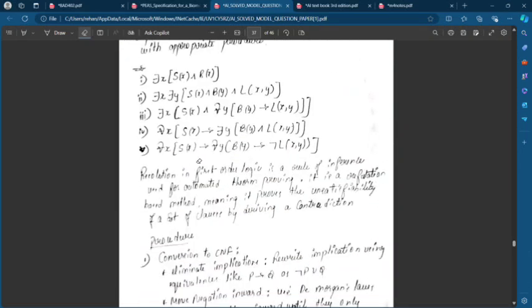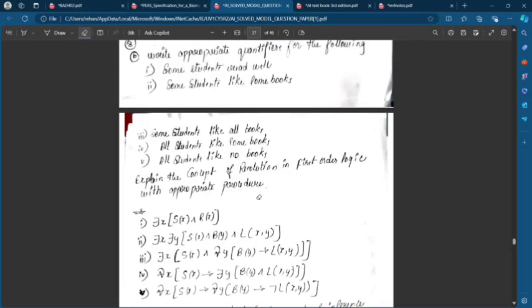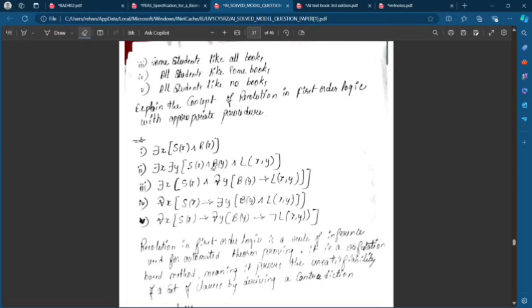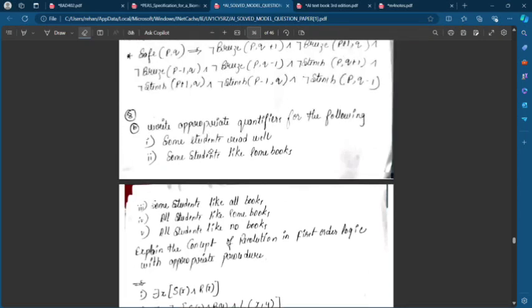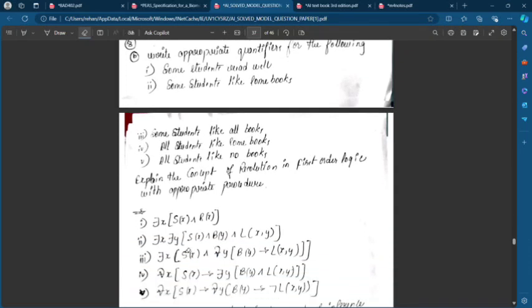Write appropriate. Okay, this I did. You can see here: for all x, S of x implies for all y, B of y implies. This is written so confusingly. What I have shown is nice: S of x and R of x. Some student read well, so it says there exists x, student of x, and read well of x.